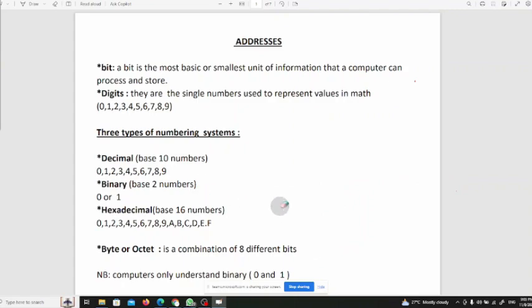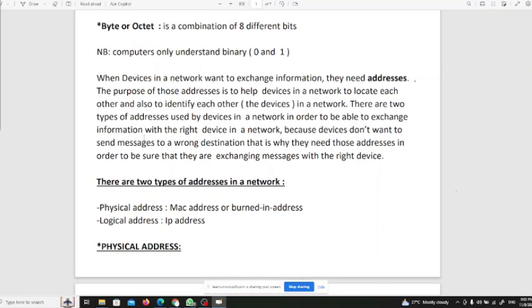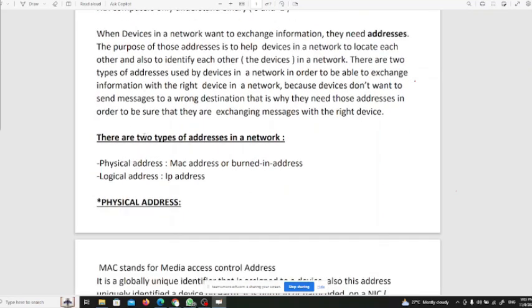Okay, so let us move on. Now that we talked about that, let us come back to the addresses that I was talking about. You can read here, I said that when devices in a network want to exchange information, they need addresses.